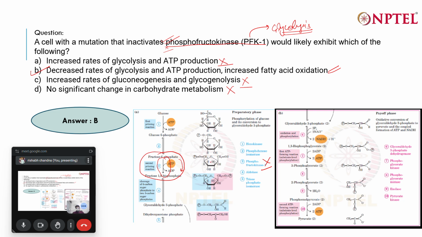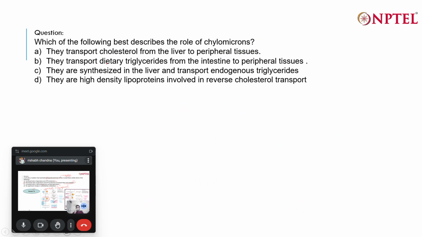And secondly, because this pathway is stopping glucose from being oxidized, there will be accumulation of glucose. So glycogenesis would be increased, not glycogenolysis. Okay, and because the energy production from glucose will be stopped, the energy production from fatty acid oxidation will be increased. Okay, so option B would be the correct answer. So let's move on to the next question.